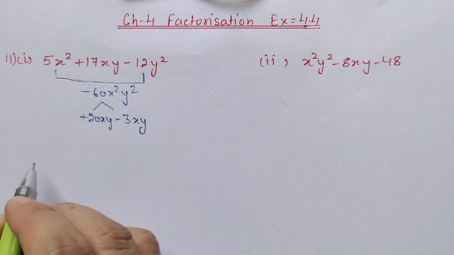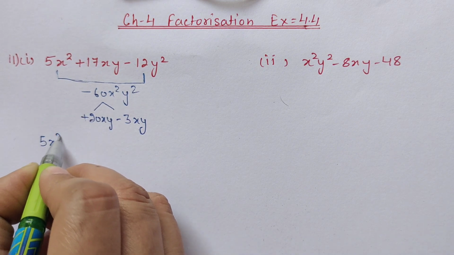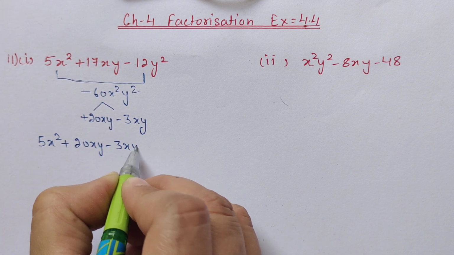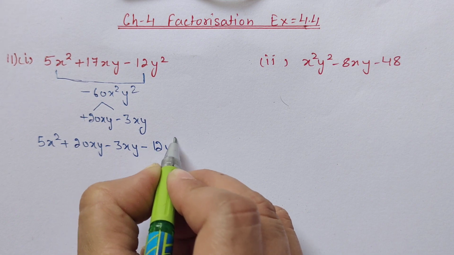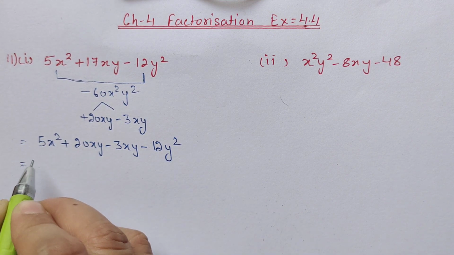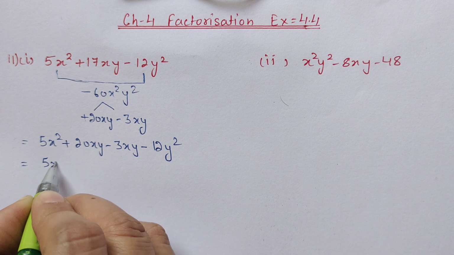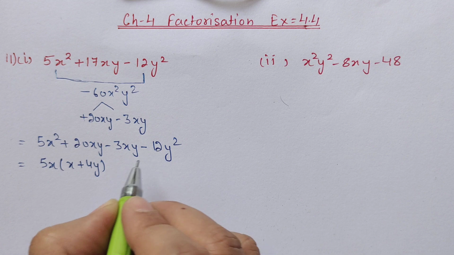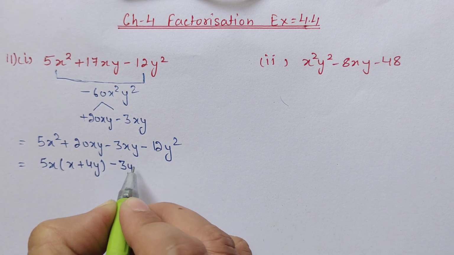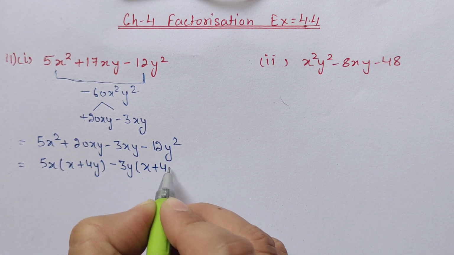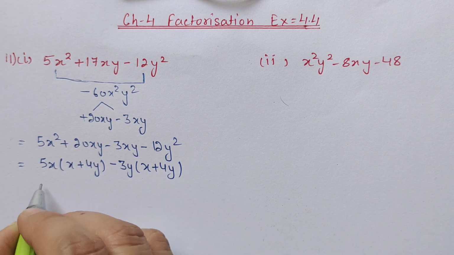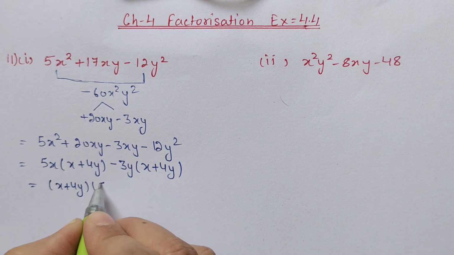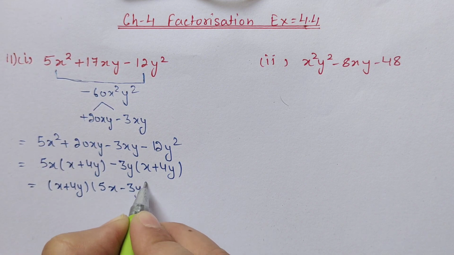Now we can replace the middle term: 5x square plus 20xy minus 3xy minus 12y square. Now we will do the grouping. From the first two, 5x we can take out common, inside the bracket x plus 4y will be there, and from the last two minus 3y we can take out common, and inside the bracket x plus 4y. Now this x plus 4y we can take out common, and another bracket will be 5x minus 3y.